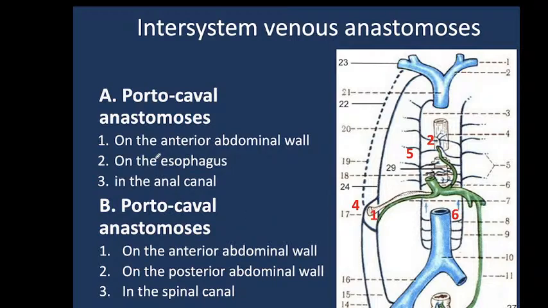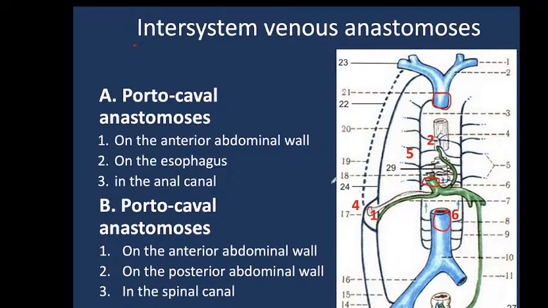Sometimes we find connection between veins of portal system and caval systems. We call these connections anastomosis, and we call them intersystem anastomosis because they connect different systems of vein. Here you see in green, this is the portal system, this is the system of inferior vena cava, and here a system of superior vena cava.